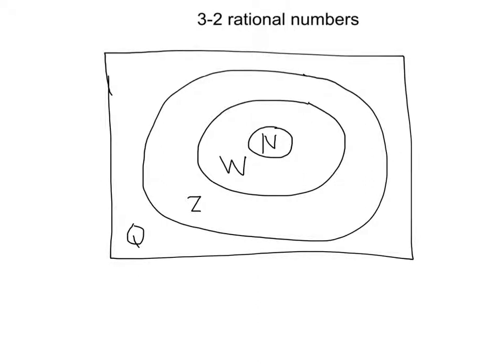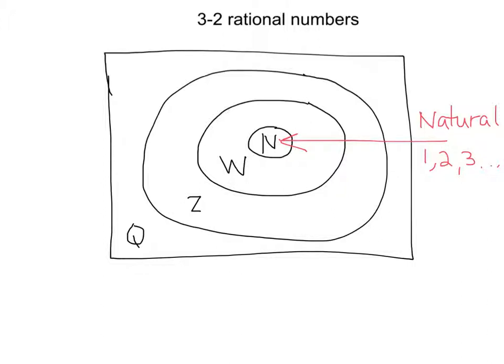3-2 rational numbers. So here's a diagram that shows us some of the different sets or types of numbers that we have. The N in the middle is those basic numbers, the numbers that when you first start to count, those are those numbers. So for example, 1, 2, 3, and so on and so forth. Those are actually called natural numbers. They are the numbers that you naturally learned to count with.